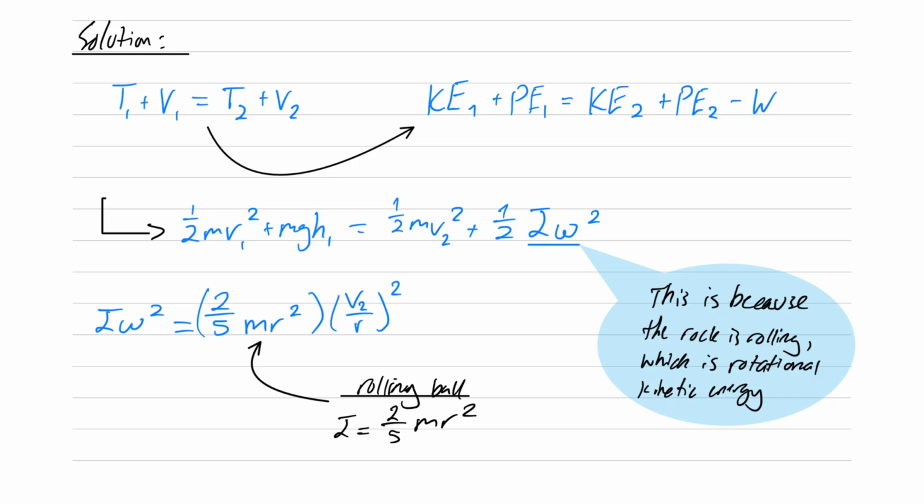This further goes into 1/2 mv squared, or 1/2 times mass times velocity squared initial, plus mass times gravity times height initially, equals 1/2 mv squared after the rock's rolled down, plus 1/2 of the inertia times the angular velocity. This further goes into 2/5 times mass times radius squared. That's just the inertia equation for a rolling ball. Then it's multiplied by the angular velocity, which is equal to velocity 2 over radius squared. The reason why is because the rock is rolling, which is rotational kinetic energy. Regular velocity would not work for this rock.